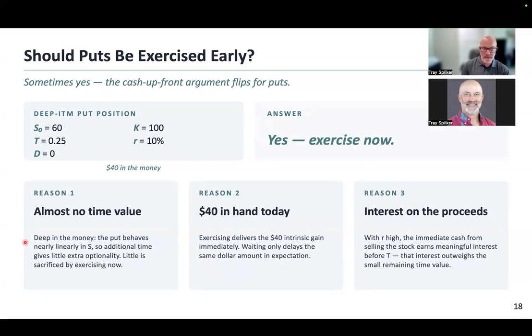That is to say, we get $40 now. Reason number two, we get the $40 today. We're not paying that $40, we receive it today. So when we exercise, we're delivering the stock; we have the right to sell it at $100 per share. It delivers us $40 in intrinsic gain immediately, and waiting only delays receiving that money. There's some time value in having that cash in hand. And reason number three, we can get interest on the proceeds, especially if interest rates are high, and a 10% risk-free rate is pretty high. We can reinvest the cash we have on hand today.